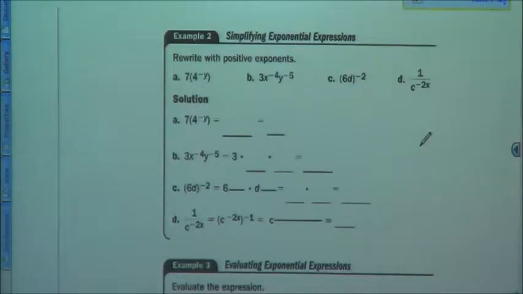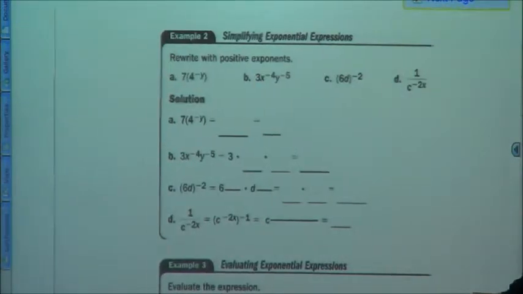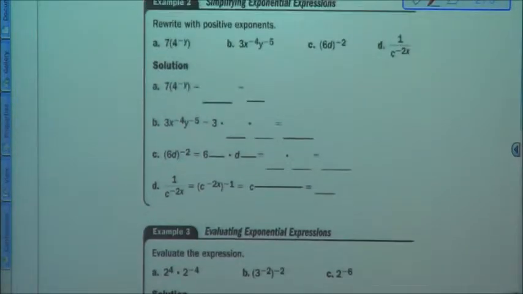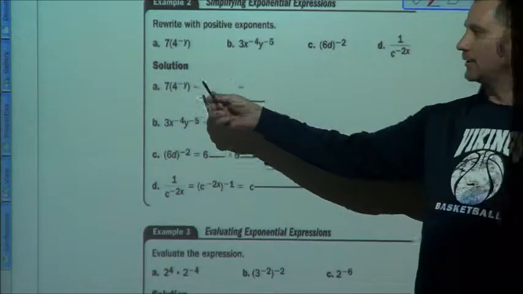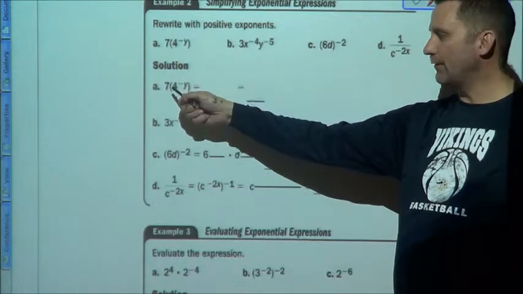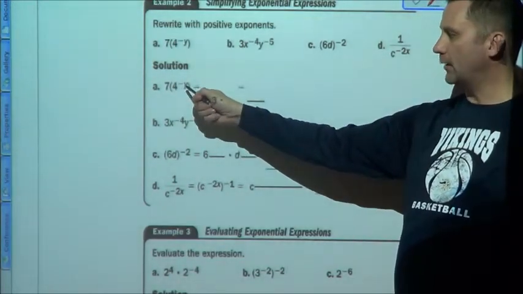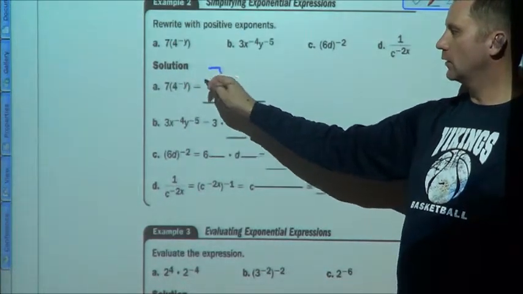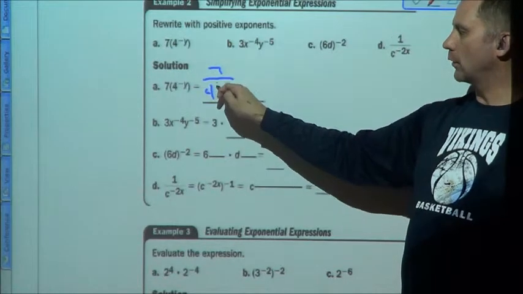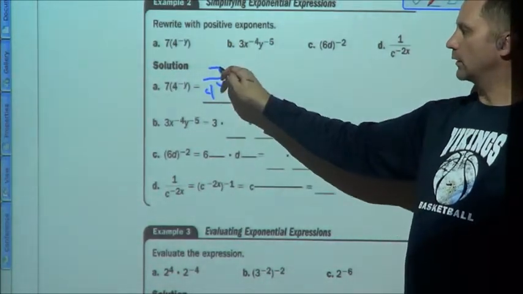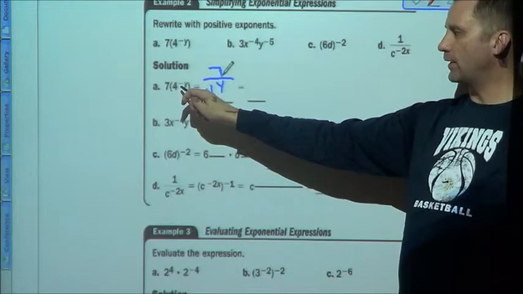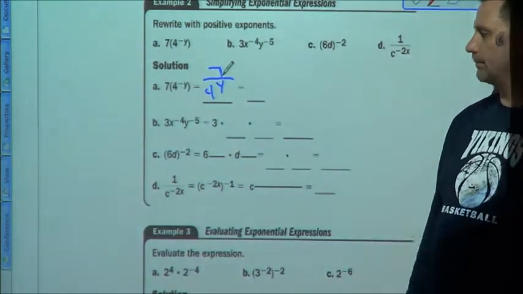Get a little more complicated here with example 2. Okay, so we've got 7 times 4 to the negative y. Now the 7 has no exponent other than 1 that's not showing. So 7 is not going to the bottom. It does not have a negative exponent. 4 has a negative exponent. It's going to the bottom. Okay, so it's going to be 7 over 4 to the positive y. I don't know what that extra blank's for. The 7 would go on top. 4 to the negative y would go to the bottom, where it would be 4 to the positive y.